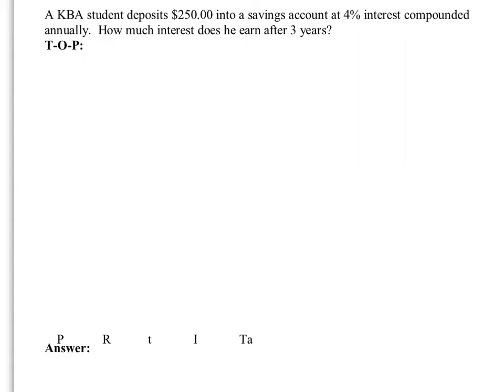A student deposits $250 into a savings account with 4% interest compounded annually. Okay? So this tells us that this is a compound interest problem. If we see that word compound, that tells us that we are going to be dealing with a compound interest problem, which means that we're going to be calculating it instead of all in one fell swoop. We're going to be calculating it year by year.